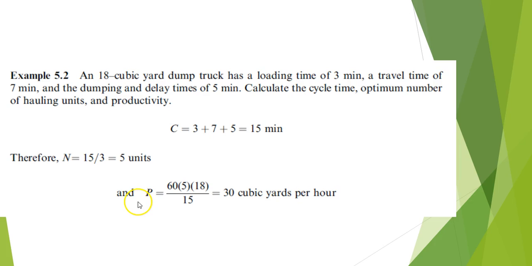And then, of course, once we know the number of units, 5 units in this case, we can calculate the productivity by inserting the 5 and the 15 minutes of total cycle time, and you get 30 cubic yards per hour. So that's the productivity you can get with 5 units and a 15-minute cycle time.